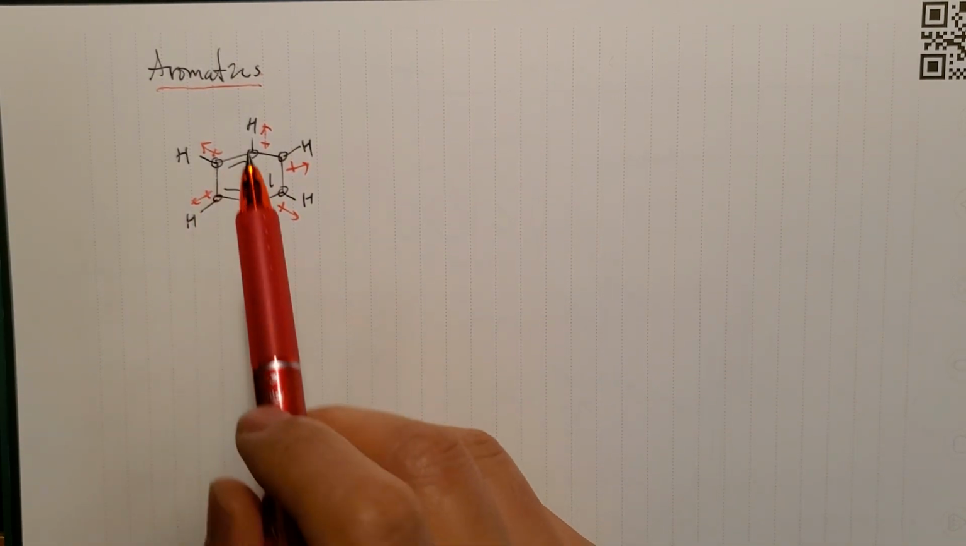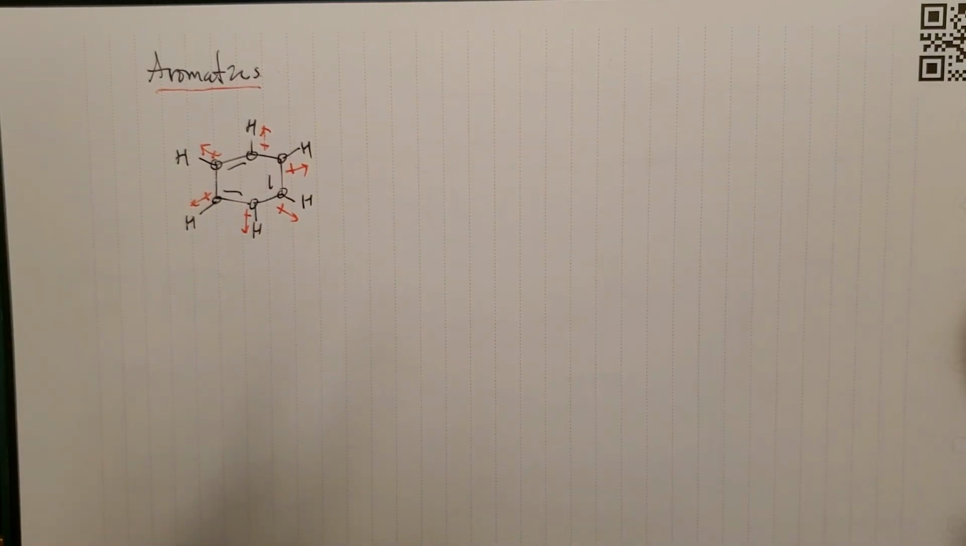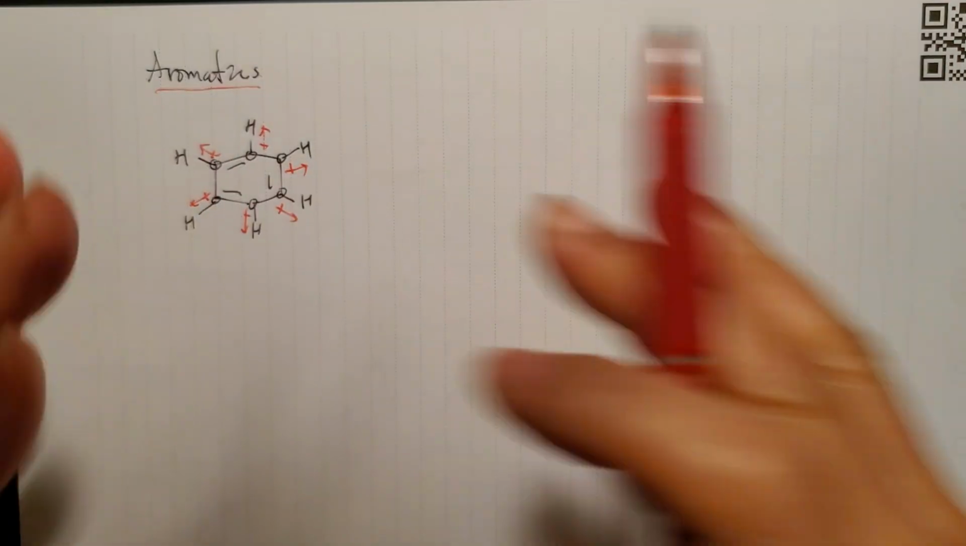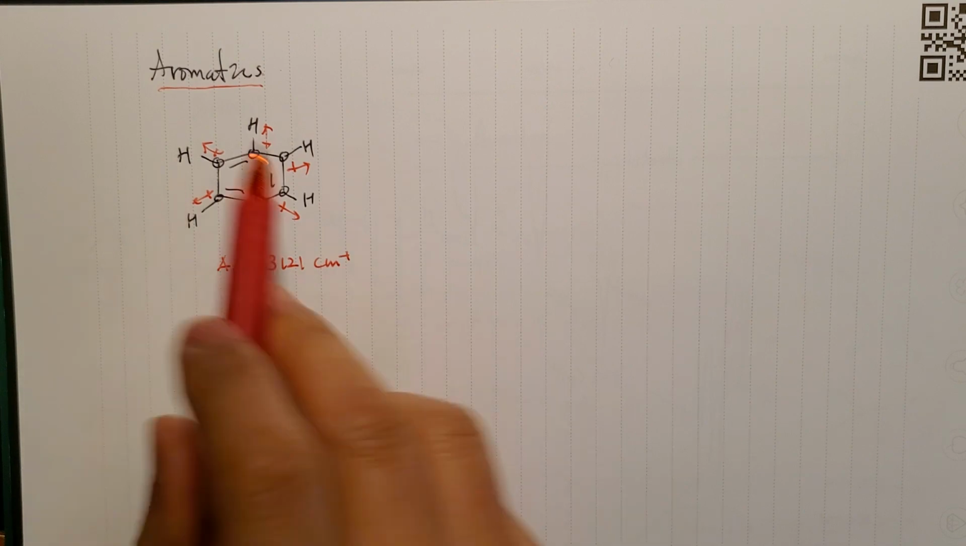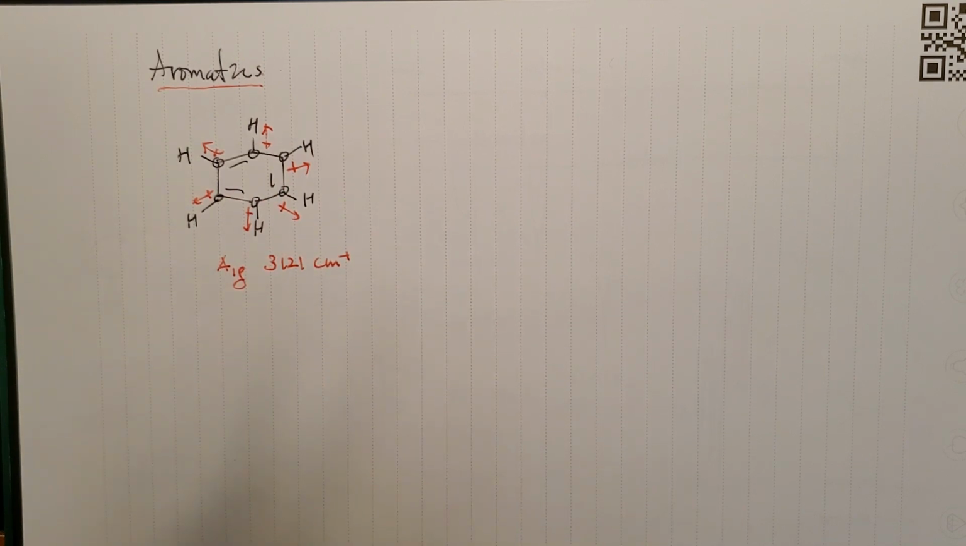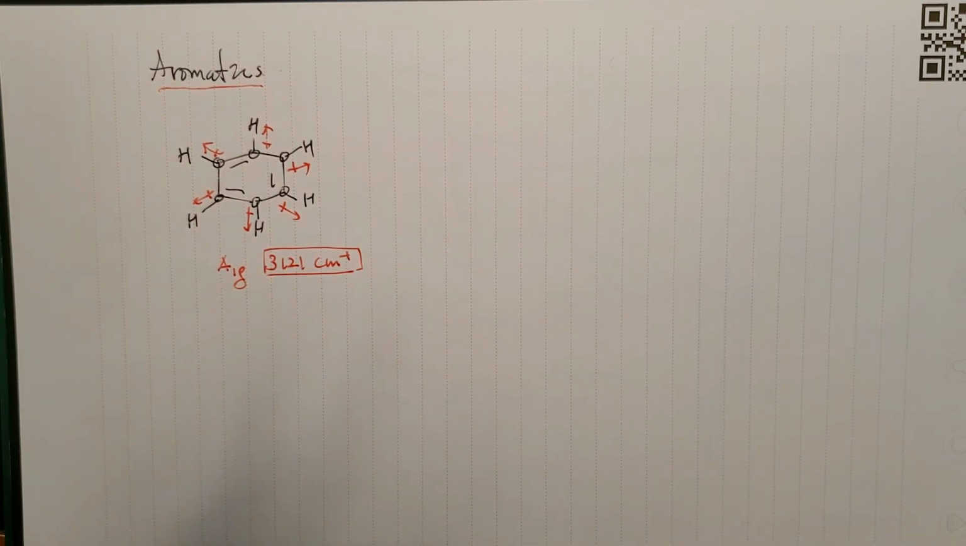Here I have these hydrogens all stretching out together and then going in, out, in, that symmetric stretching. That is so-called, for group theory and spectroscopy purposes, we label the symmetry as A1g. But the important thing for you guys is the number. It's coming at around 3121.